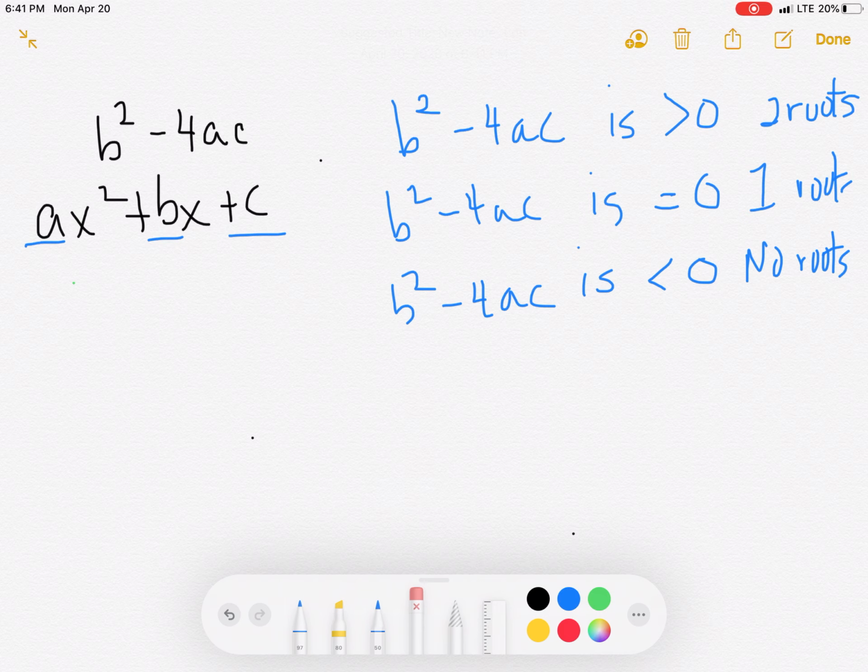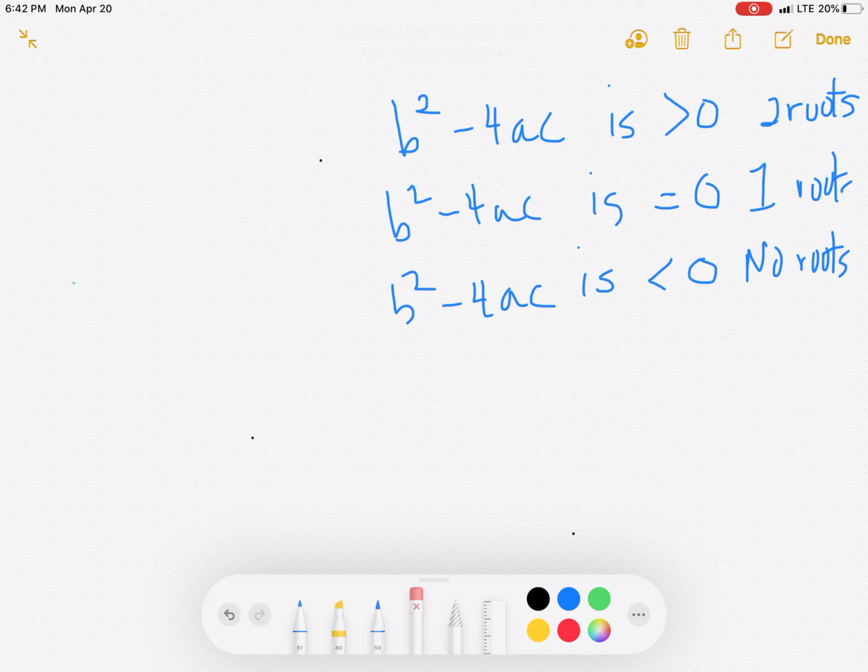Hopefully you have these down in your notes. If you don't, you can always pause and go back. So we'll do a little quick example of what each of these would look like and how to calculate this.